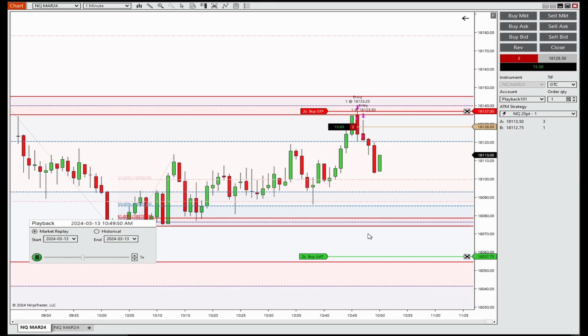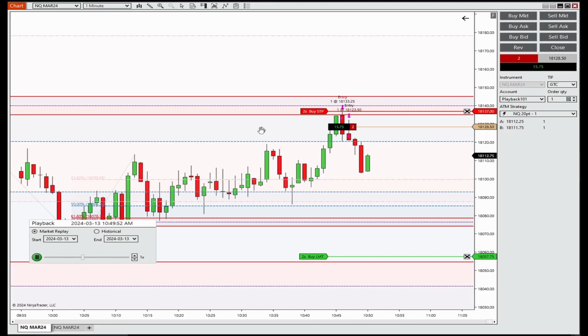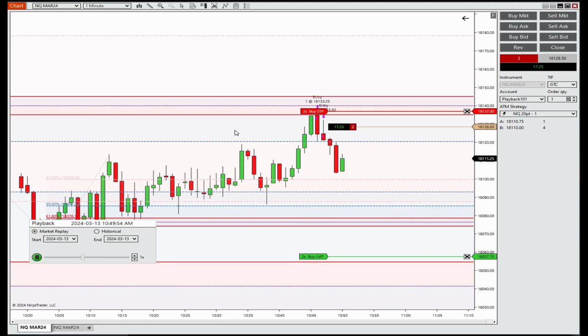Very rarely will you get a 79. Very rarely. My personal back testing of about, I think I'm at 168 trades as of last night, the average drawdown for me is about 7.5 points.